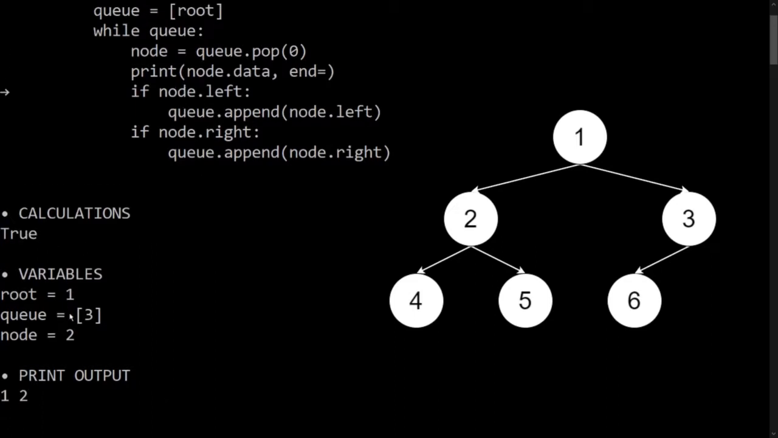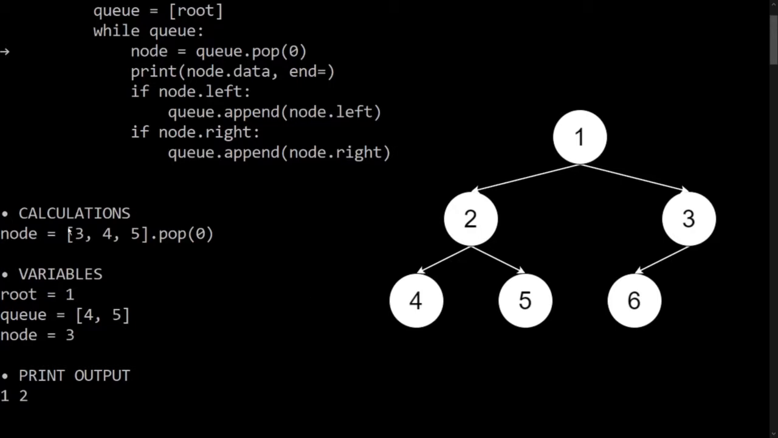It will check if node 2 has a left child or not. Yes, it has a left child. So it will enter this if condition and append node.left, that is 2.left, that is node 4, to the queue. So the queue will look like this. Next line will check if the node has a right child or not. Yes, it has a right child. So it will append 2.right, that is 5, to the queue.